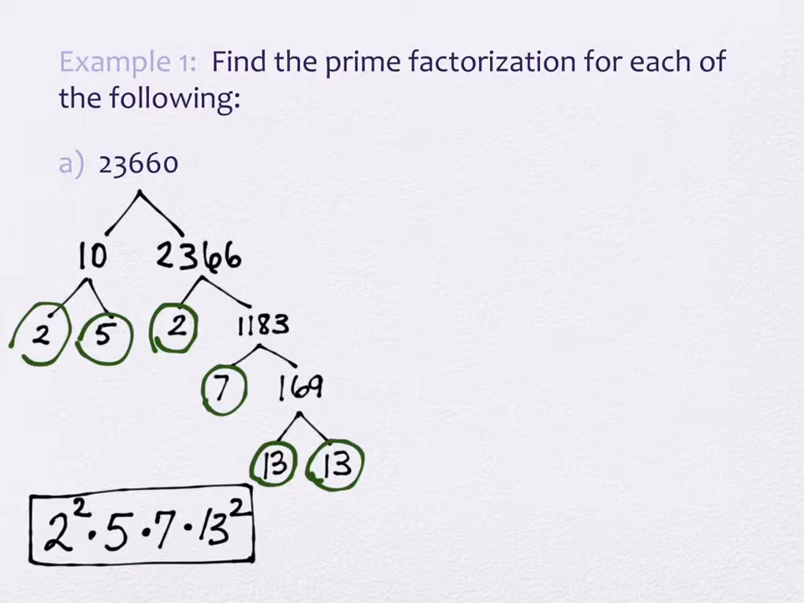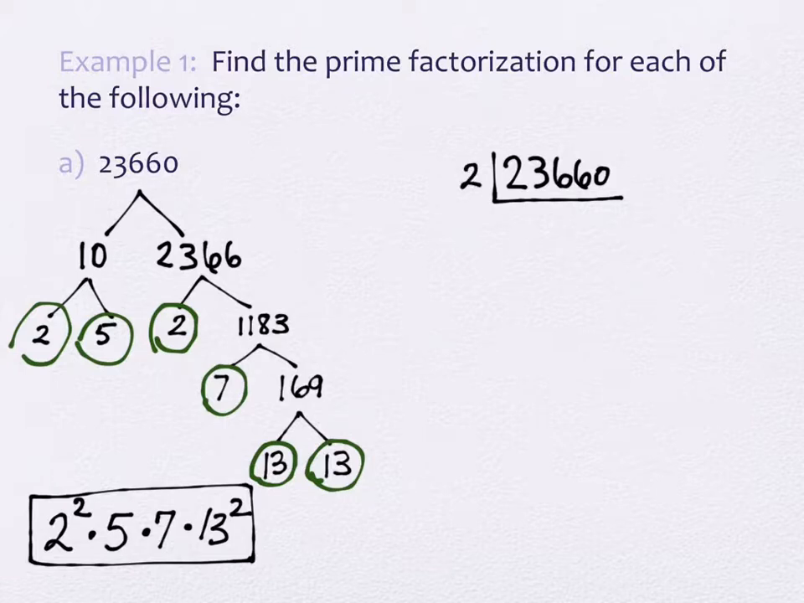I want to show you another way to do this, okay? If you like factor trees, use them. I'm fine with that. It doesn't bother me. But I do want you to see another option. And if you like this one, then use this one. 23,660. I'm going to use a division step ladder, if you will, or something like this. And what I want to do is divide by the smallest prime number that goes into this, which would be the number 2.